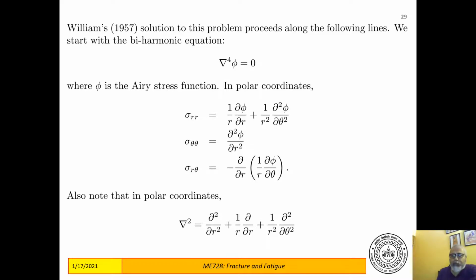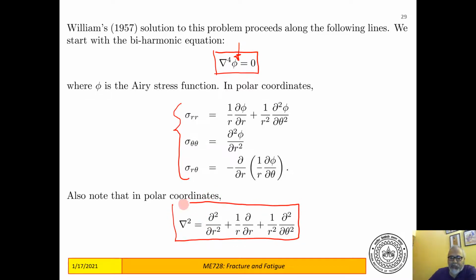So this Williams solution starts from the biharmonic equation. This you know. We are trying to guess an Airy stress function for this problem. So we are going to solve this in cylindrical polar coordinates. So you must also be aware that in cylindrical polar coordinates, the stresses are given in terms of the Airy stress function by these expressions. These have been taught to you in elasticity, and in polar coordinates, the harmonic operator is given by this. This is the harmonic operator in the polar coordinate system, and the biharmonic operator is the harmonic operator applied twice on phi.